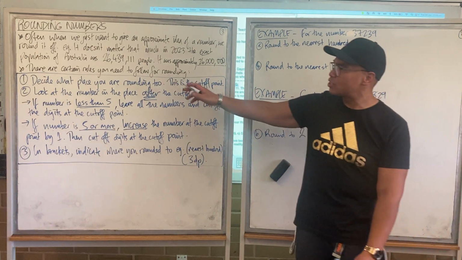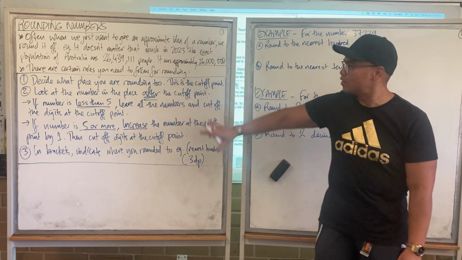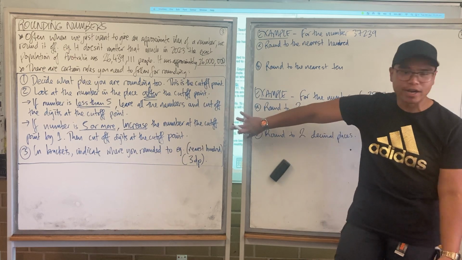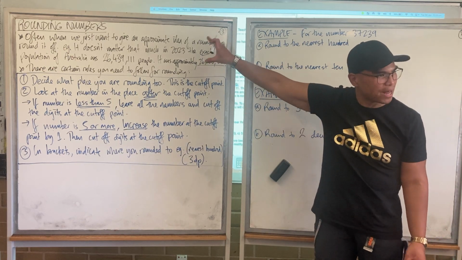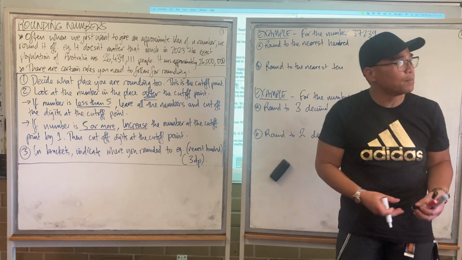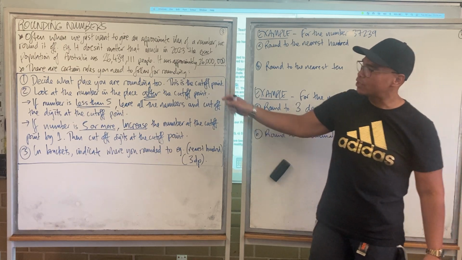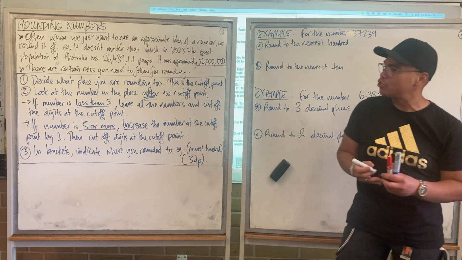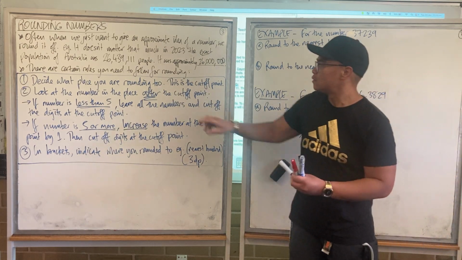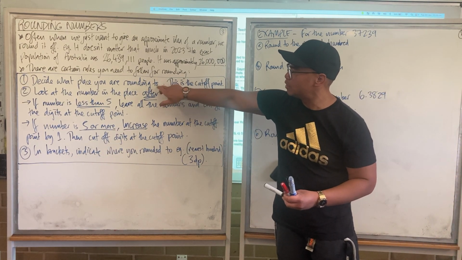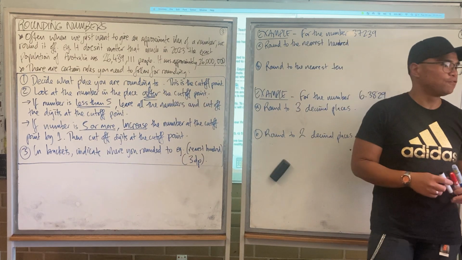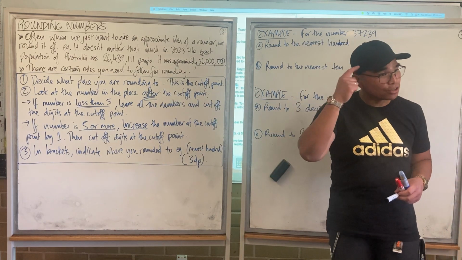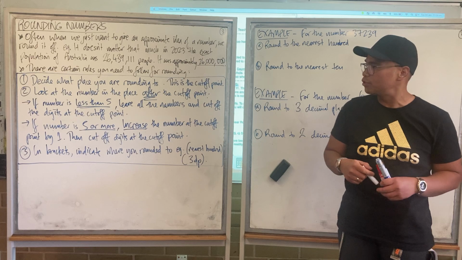There are certain rules you need to follow for rounding. So this is what would go on your cheat sheet. This is the vital stuff. Can you see how the black is just to help me give an example and explain why we're doing this? So how do you round in steps? Decide what place you're rounding to. Not T-O-O, T-O. This is the cutoff point. So you're not even writing anything yet. You're just deciding in your head where you're going to cut off to.